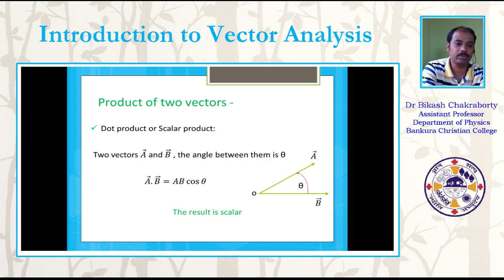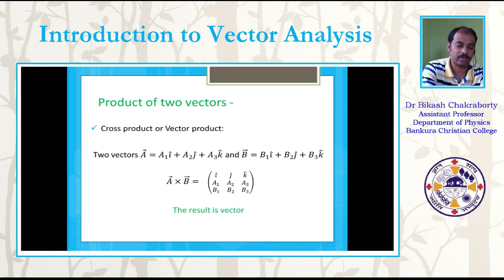From another point of view, if the angle between them is theta, then A dot B is equal to AB cos theta, as shown in the figure.